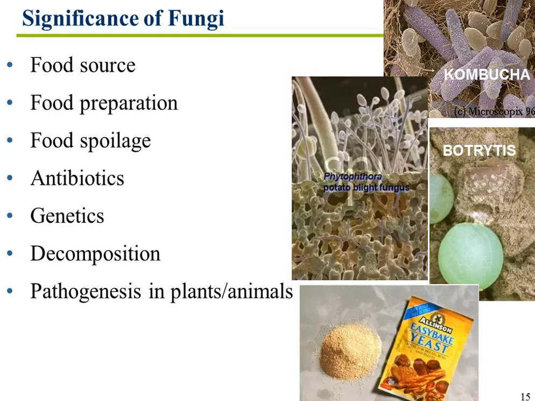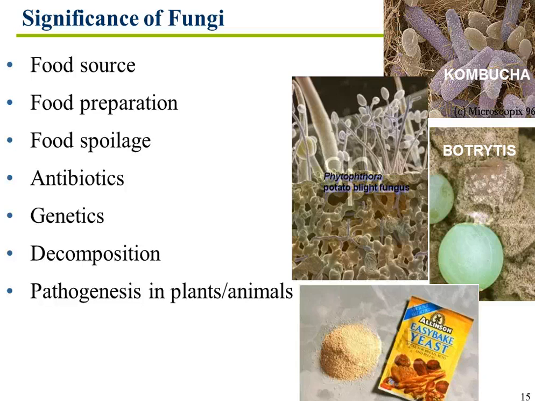Food. Mushrooms, I'm sure everybody eats them. They're important for food preparation. For example, penicillium fungus makes brie cheese and camembert cheese and Roquefort blue cheese. They're food spoilers. I'm sure you've seen oranges and lemons go bad, covered with mold in your refrigerator. They make a lot of antibiotics. Penicillium and cephalosporium make cephalosporins and various penicillin family drugs.